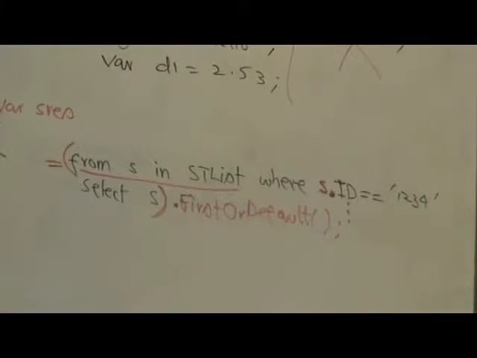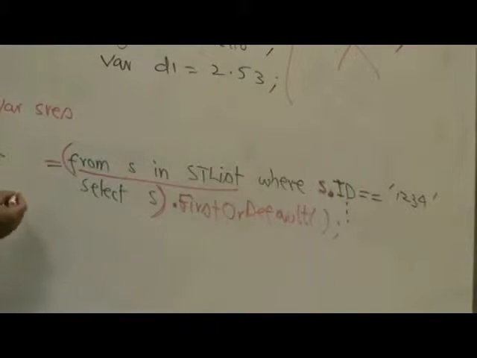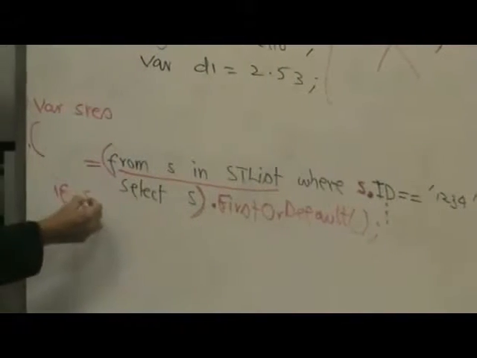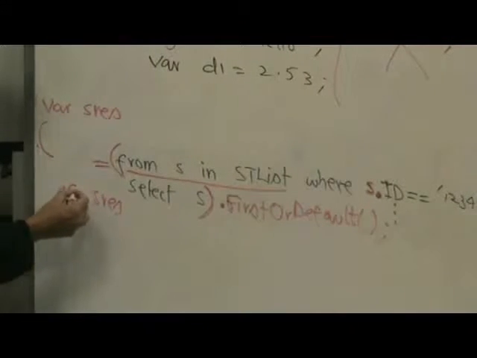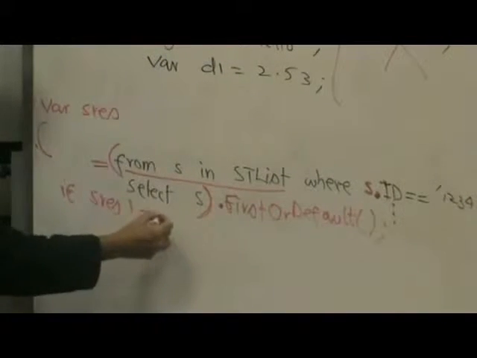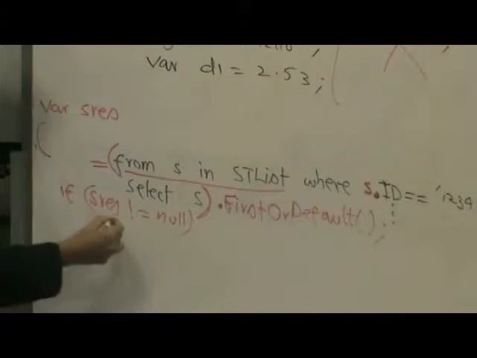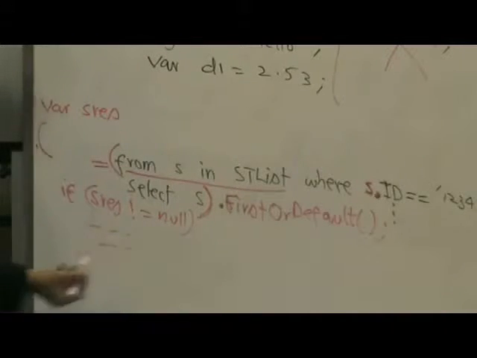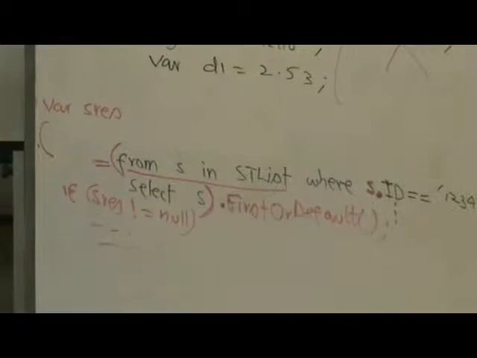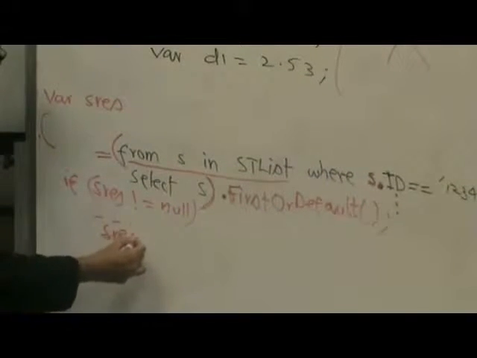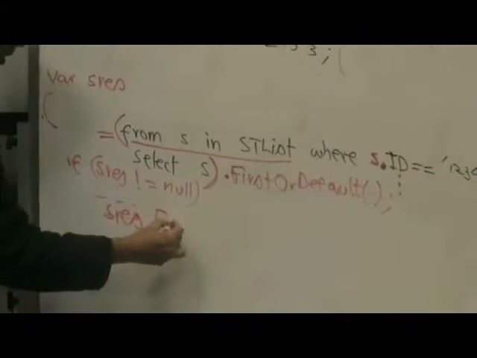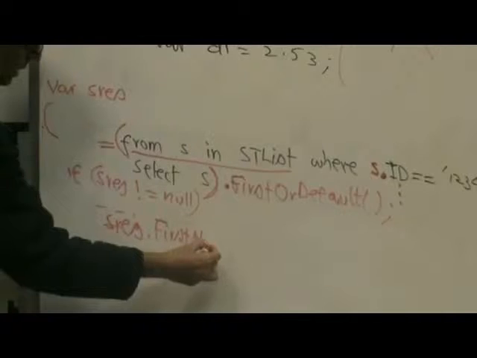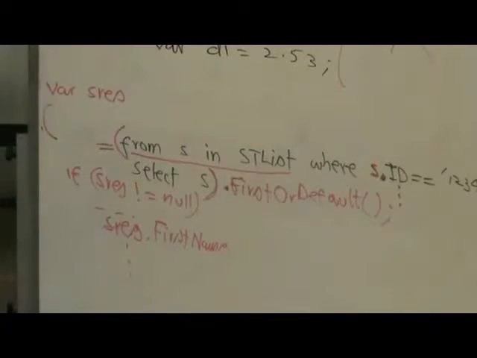Okay, so now what will we check? So sres could either be a student or null. So if it's not null, I go ahead and use the sres. So you can say sres dot first name or whatever. You can access all the fields. Okay. So this is a typical way of issuing a LINQ.